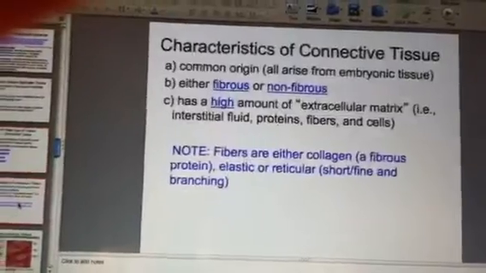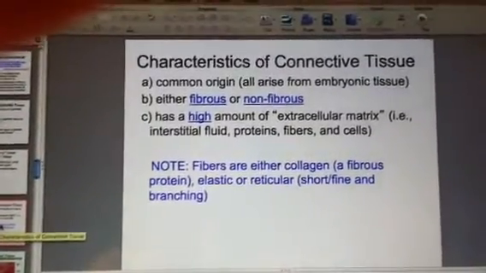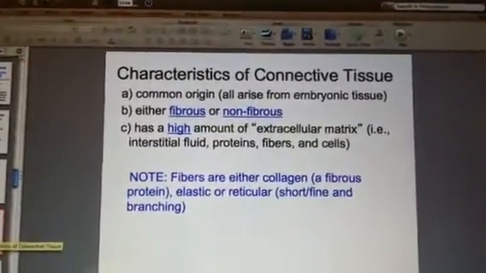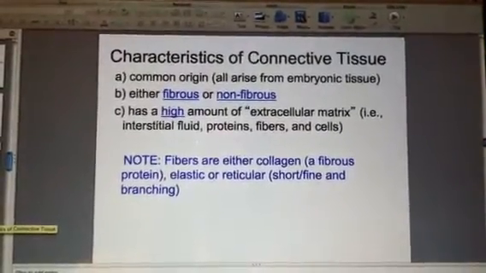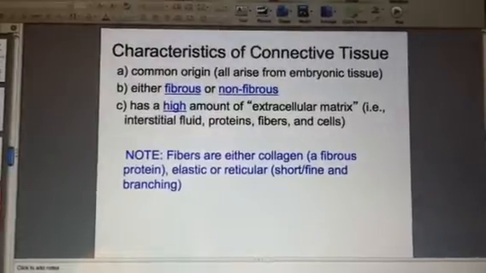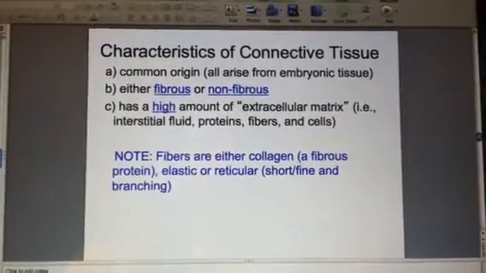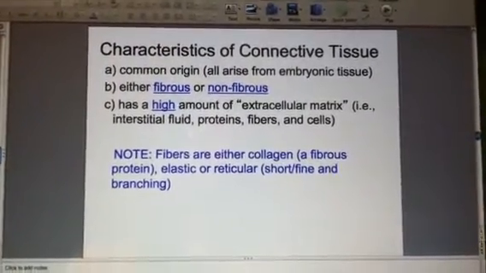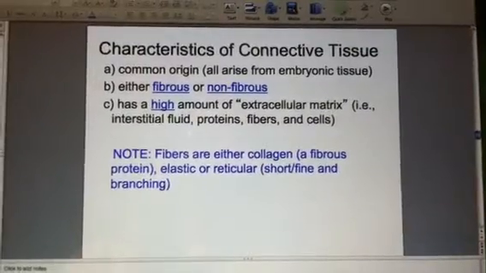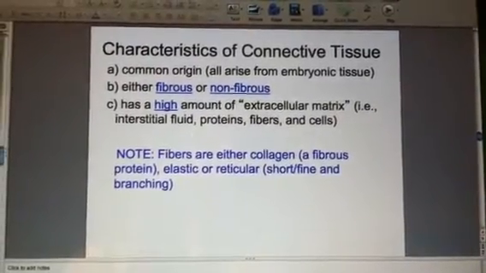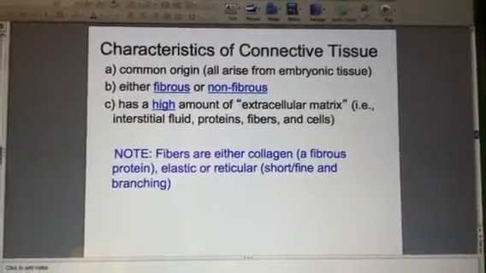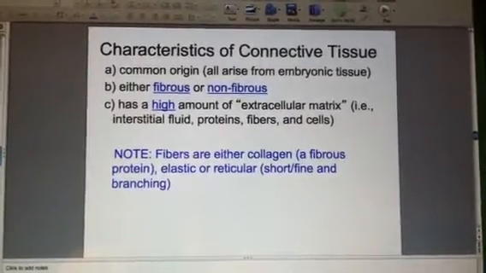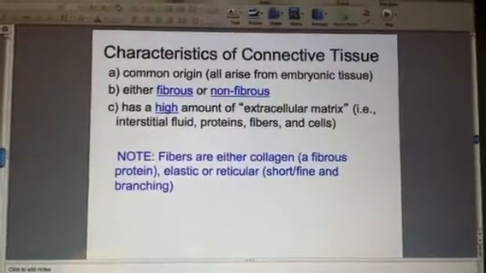On the next slide, slide 20, we're looking at the traits that all connective tissue has. Basically, it all arises from embryonic tissue. It's either fibrous or non-fibrous. There's typically a high amount of extracellular matrix, such as interstitial fluid, proteins, fibers for strength, and cells. And I mentioned fibers. These are usually either collagen, elastic, or reticular type tissues.